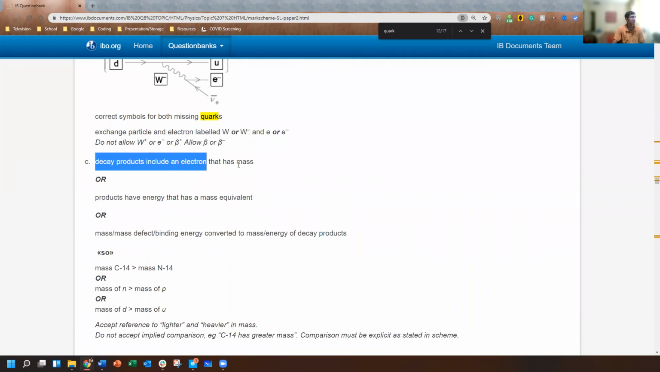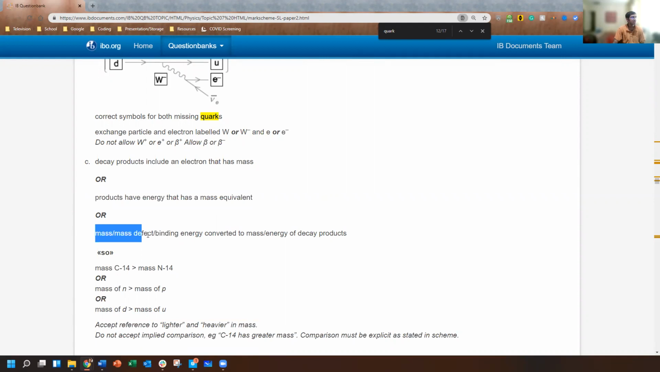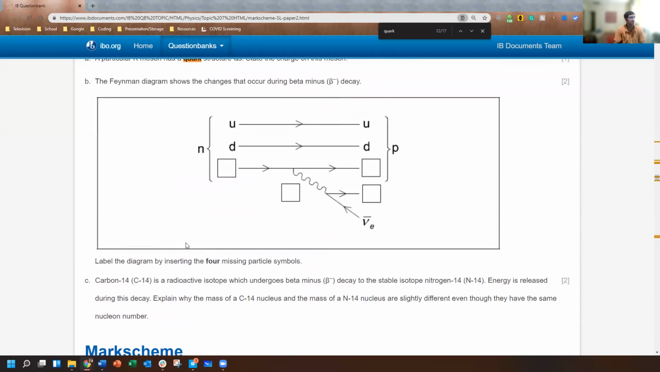Decay products include an electron that has mass. Oh, okay. Electron products have energy that has a mass equivalent. Mass defect was converted to mass or energy of decay products. So the mass of carbon 14, oh, mass of carbon 14 is greater than the mass of nitrogen 14. Okay, let me see.